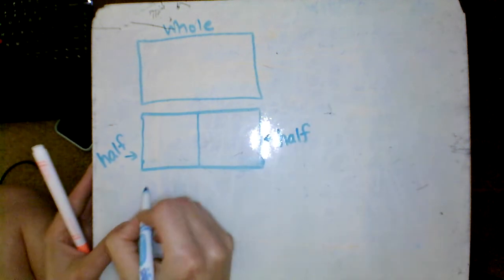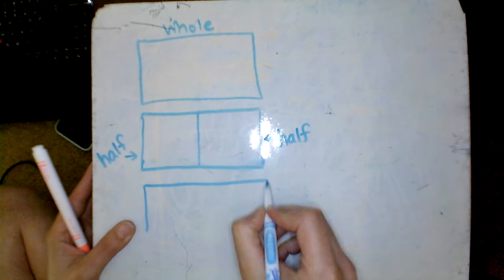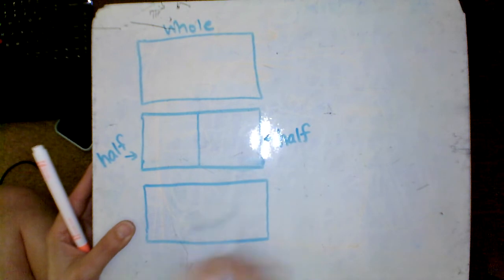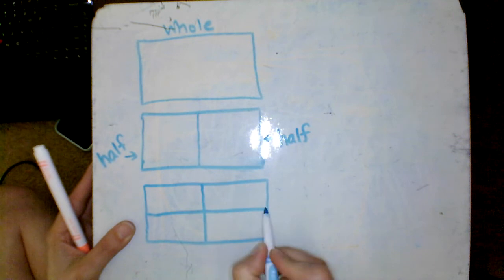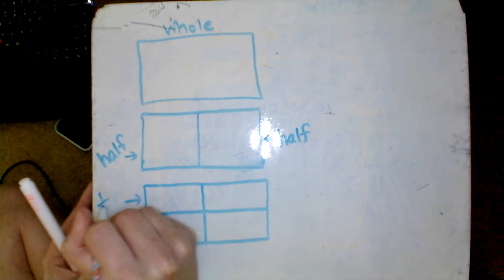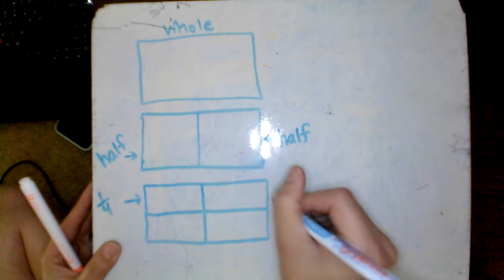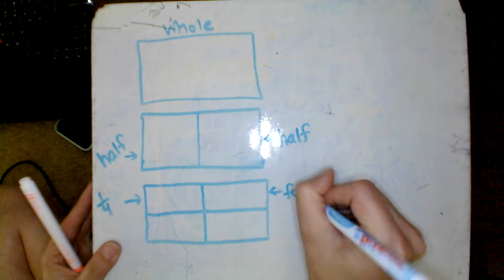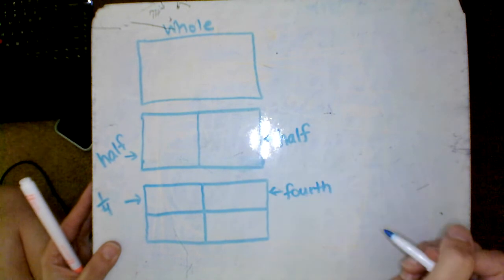Okay, you've also got the same shape, the same whole. If I cut it into four pieces this way, each one of these is called a fourth. You could show it like this, or we could write the word like this.